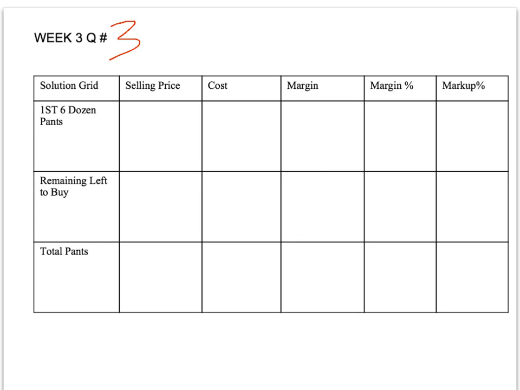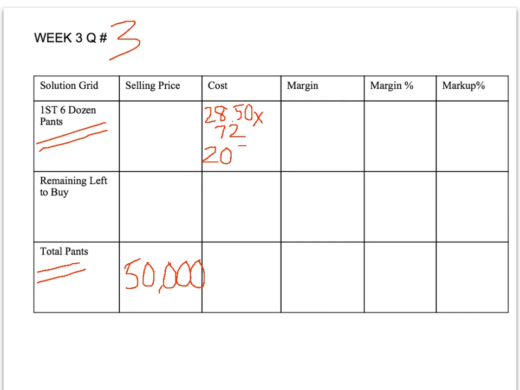A buyer plans to purchase $50,000 in retail worth of hockey pants. So in total, her total pants will be worth retail $50,000. She was able to buy 6 dozen pairs of pants. So her first 6 dozen pairs of pants, she was able to buy at a cost of $28.50 times 6 dozen, which is 72 units, for a total cost of $20.52.